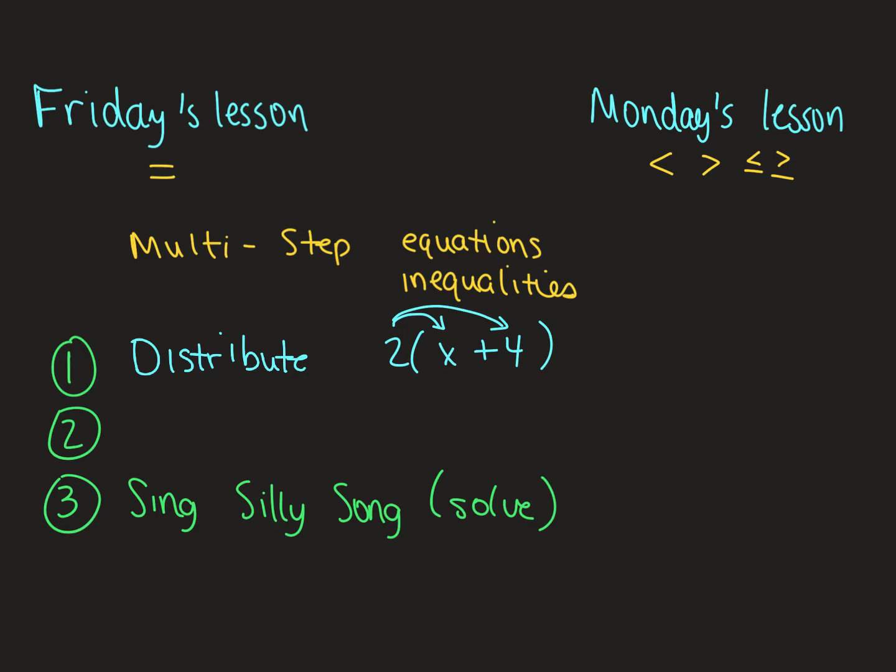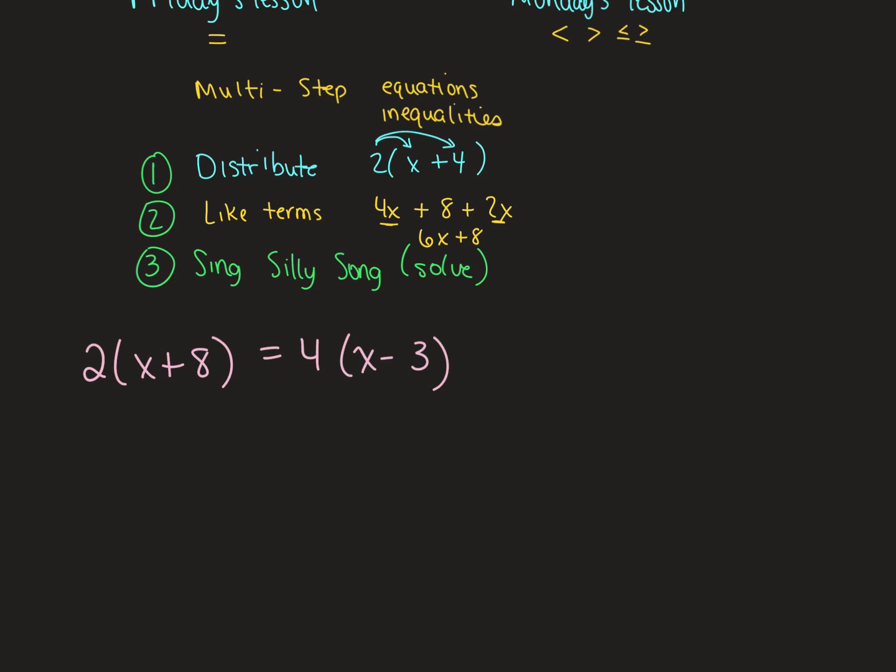Then ask yourself, are there any like terms? Because you need to combine the like terms before you start singing. So if you see a 4x and you see a 2x maybe later on down the road, you've got to combine those into 6x. Notice that that's not a silly song. You're not doing the opposite. You're just combining like terms. Once you've checked off step 1 and step 2, then you're ready to sing the silly song. But where students would get themselves in a pickle is if they start singing too soon, and then it just messes everything up later. Alright, so let's look at this pink question.